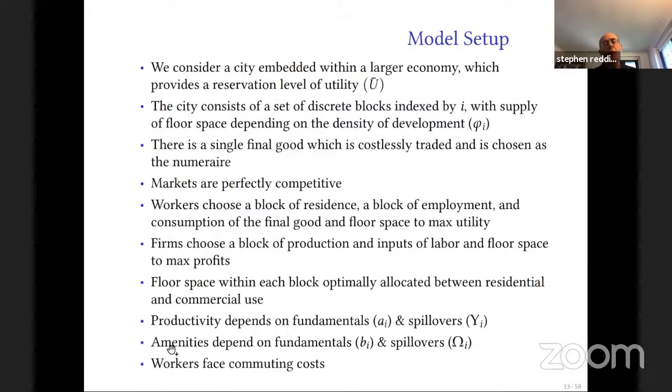And then similarly, we want to allow for the possibility that some blocks may be more attractive places to live than others. They might have forests and nature nearby, for example. And so we're also going to allow these blocks to differ in terms of their residential fundamentals, little b, exogenous differences in their attractiveness as a place to live. And then again, we're going to allow for the possibility that there are some agglomeration economies in these residential decisions. And I've denoted those here with the Greek letter capital omega. So these are going to be agglomeration forces in residential decisions.